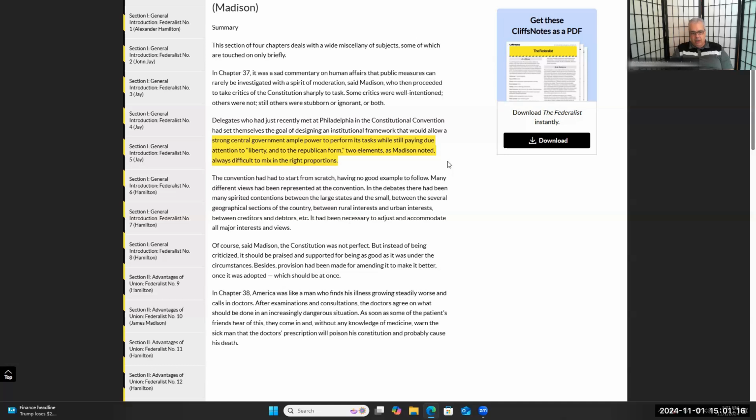Chapter 38, America was like a man who finds his illness growing steadily worse and calls in doctors. I like that one. After examinations and consultations, doctors agreed on what should be done in an increasingly dangerous situation. As soon as some of the patient's friends hear of this, they come in and without any knowledge of medicine, I like that, warn the sick man that the doctor's prescription will poison his constitution and probably cause his death.